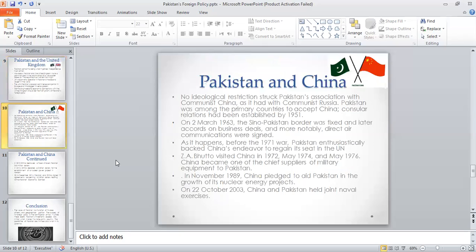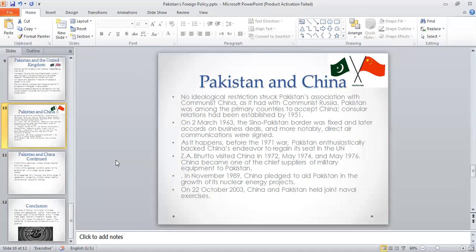Now, Pakistan and China. The People's Republic of China came into being in 1949. No ideological restriction struck Pakistan's association with Communist China as it had with Communist Russia. Pakistan was among the primary countries to accept China. Consular relations had been established by 1951. The Pakistan authority had a difficult time with Chiang Kai-shek and was more cordial to the rule headed by Mao Zedong. China was not in favor of Pakistan joining SEATO or CENTO, yet there was no bad blood.